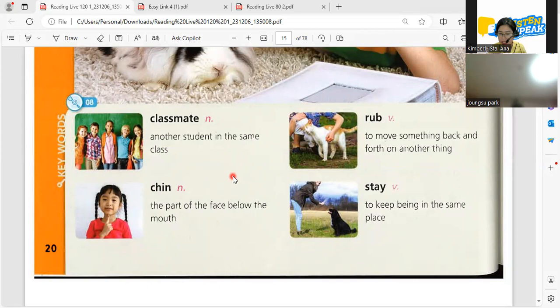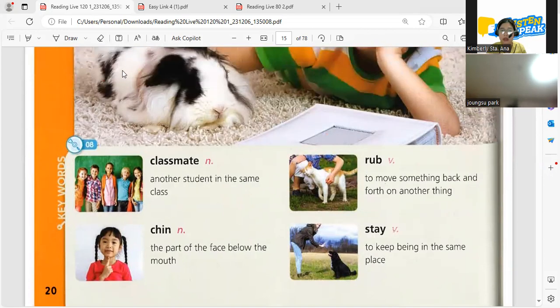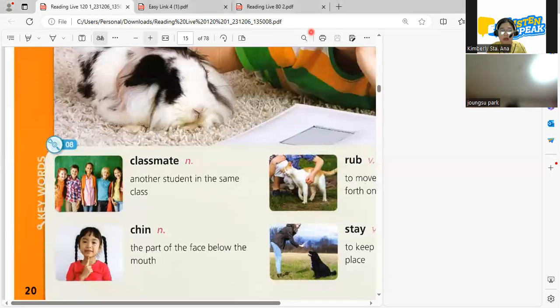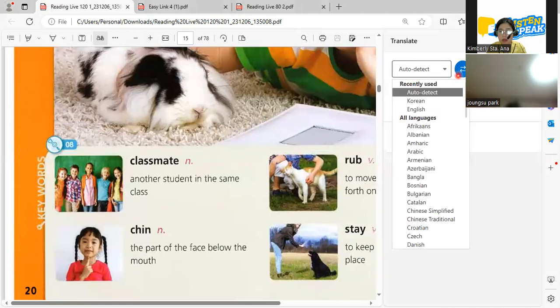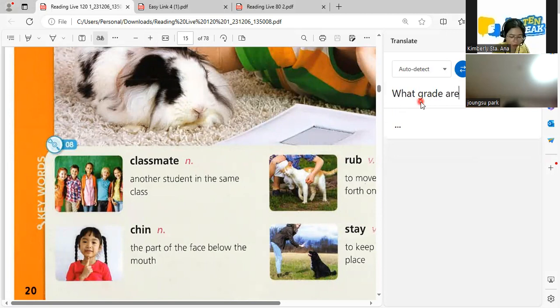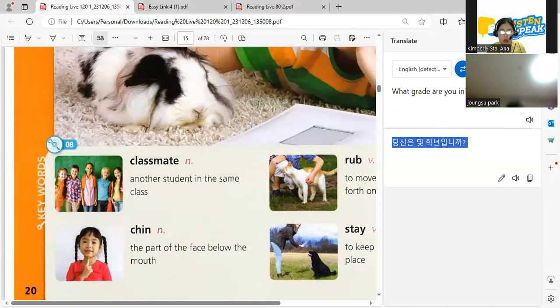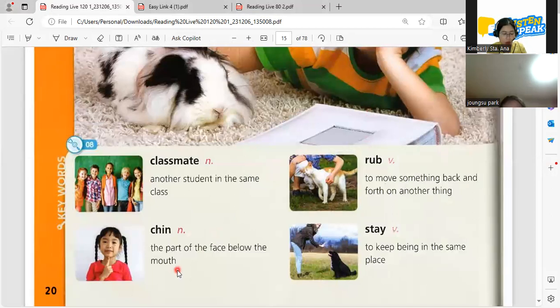You're in fourth grade, right? What grade are you in, Jimin? First grade, second grade, third grade, fourth grade, fifth grade. Let me ask you this way. Can you see this? Fourth. You're in fourth grade, right? So how many kids in fourth grade? How many classmates? Like 20? 30? How many classmates do you have in fourth grade?